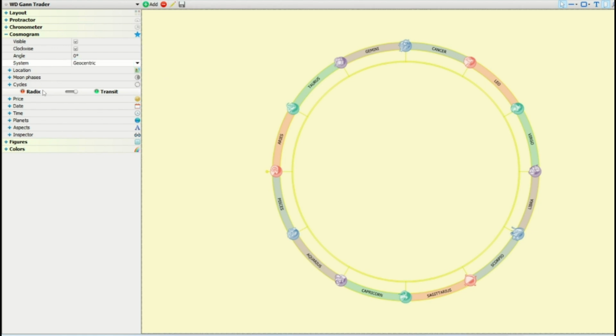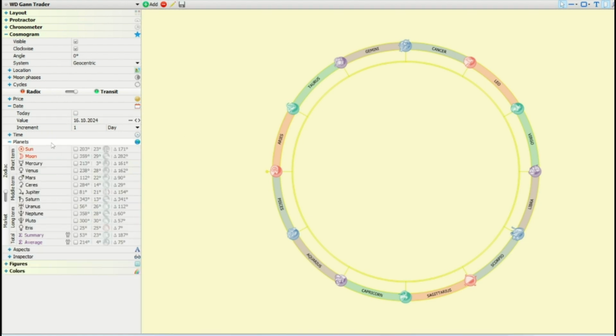After that, come to the part of cycles. Today we are only going to use the transit part, so just make the transit part visible only. When we are using the bird chart strategy, at that time we use both radix and transit, but for today's strategy, we are only going to use the transit part. Now come to the date option. From here, change the date to today's date, 16th October 2024. Now come to the option of planets. For today's strategy, we are going to use Sun, Uranus and Neptune planets only.